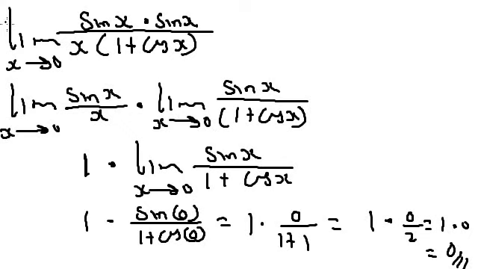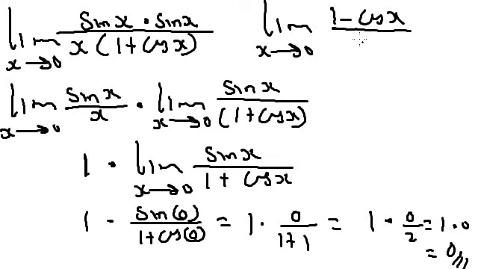So which means the limit as x approaches 0, let me write it right here, of 1 minus cos x all divided by x is indeed equal to 0. And that is our final answer to this problem.